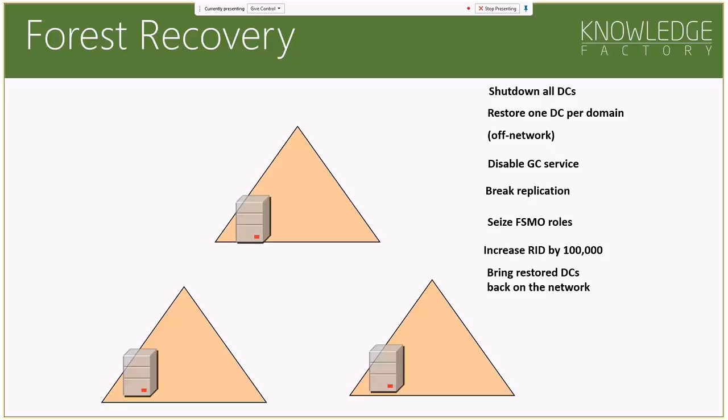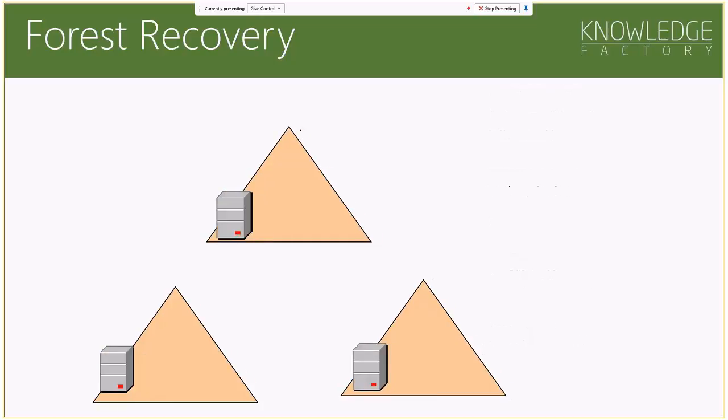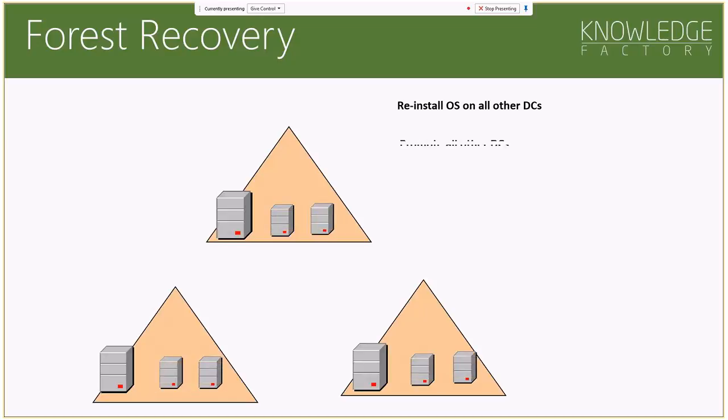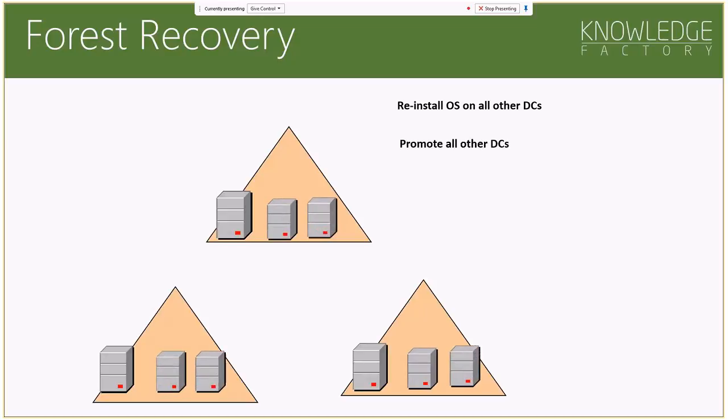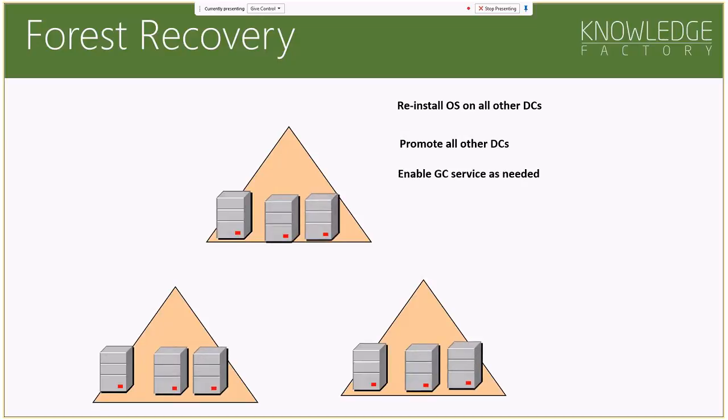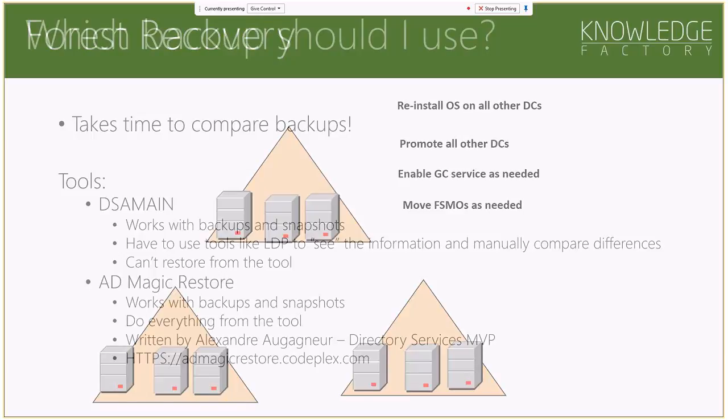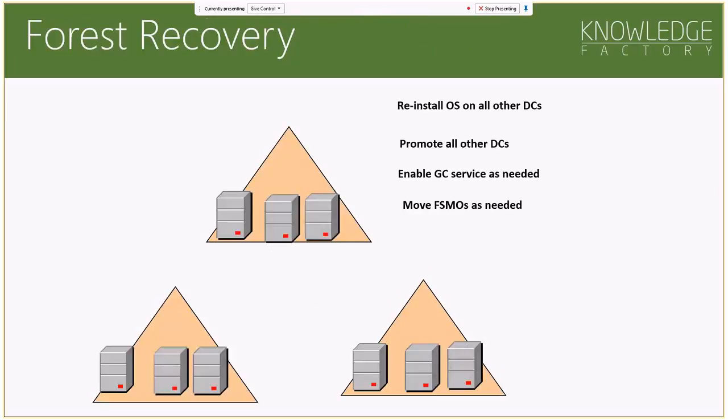I will bring the restored DCs back on the network. I will enable GC on at least one root DC. I'll reinstall the OS on all other DCs. Promote all other DCs. Enable GC as needed. I will move the FSMOs as needed. So those steps aren't hard.